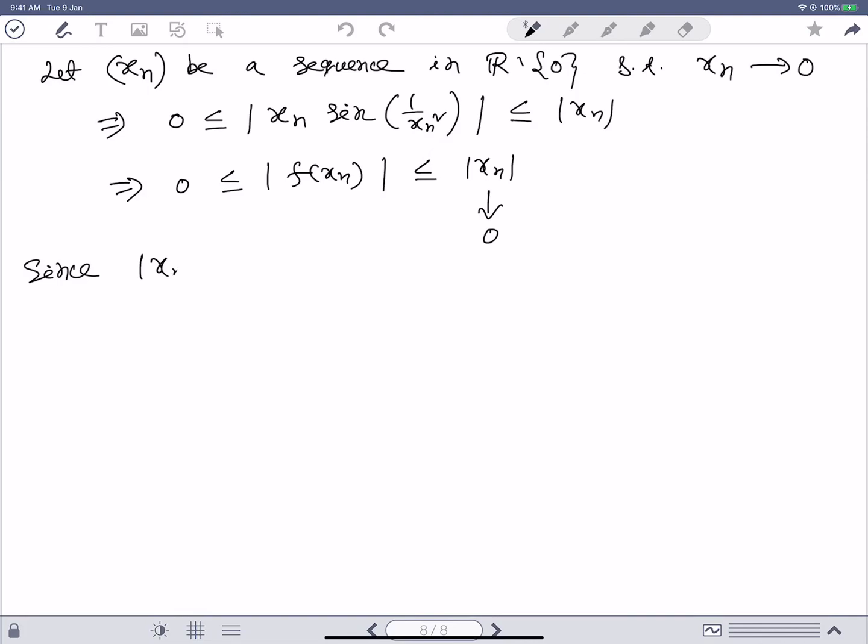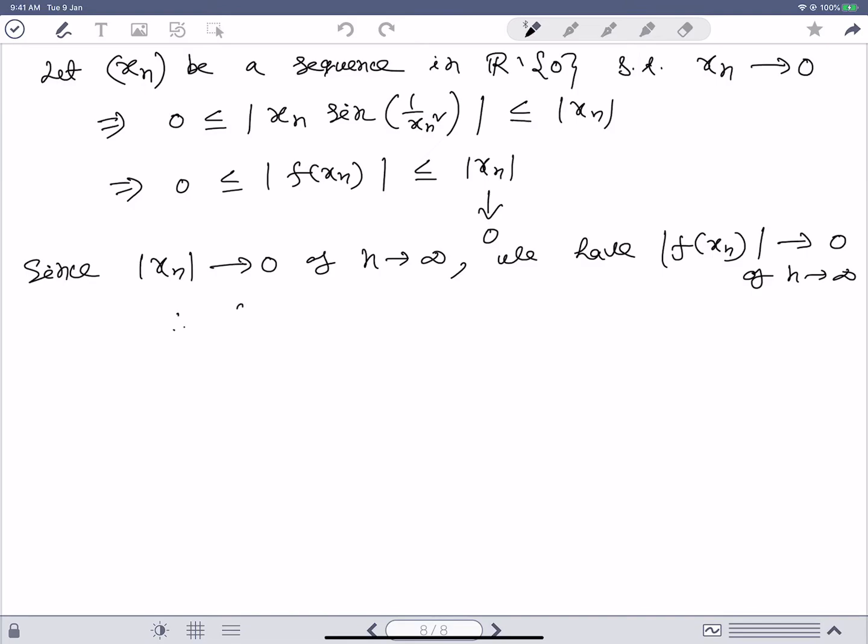Now since |xn| converges to 0 as n tending to infinity, we have |f(xn)| converges to 0 as n tending to infinity, that is f(xn) converges to 0 as n tending to infinity. Therefore that limit f(x) is 0. So the limit exists.